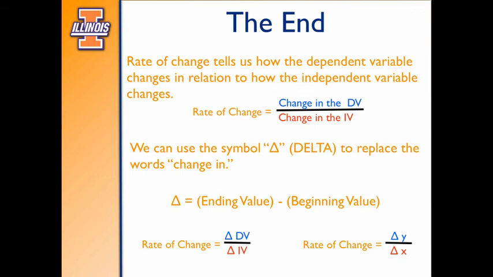That's basically it for rate of change. Rate of change tells us how the dependent variable changes in relation to the independent variable. It's expressed as the change in the dV over the change in the IV. We can simplify that by using the delta symbol to replace the words change in. So we basically get delta dV over delta IV, or delta Y over delta X. And delta is calculated by doing the ending value minus the beginning value.